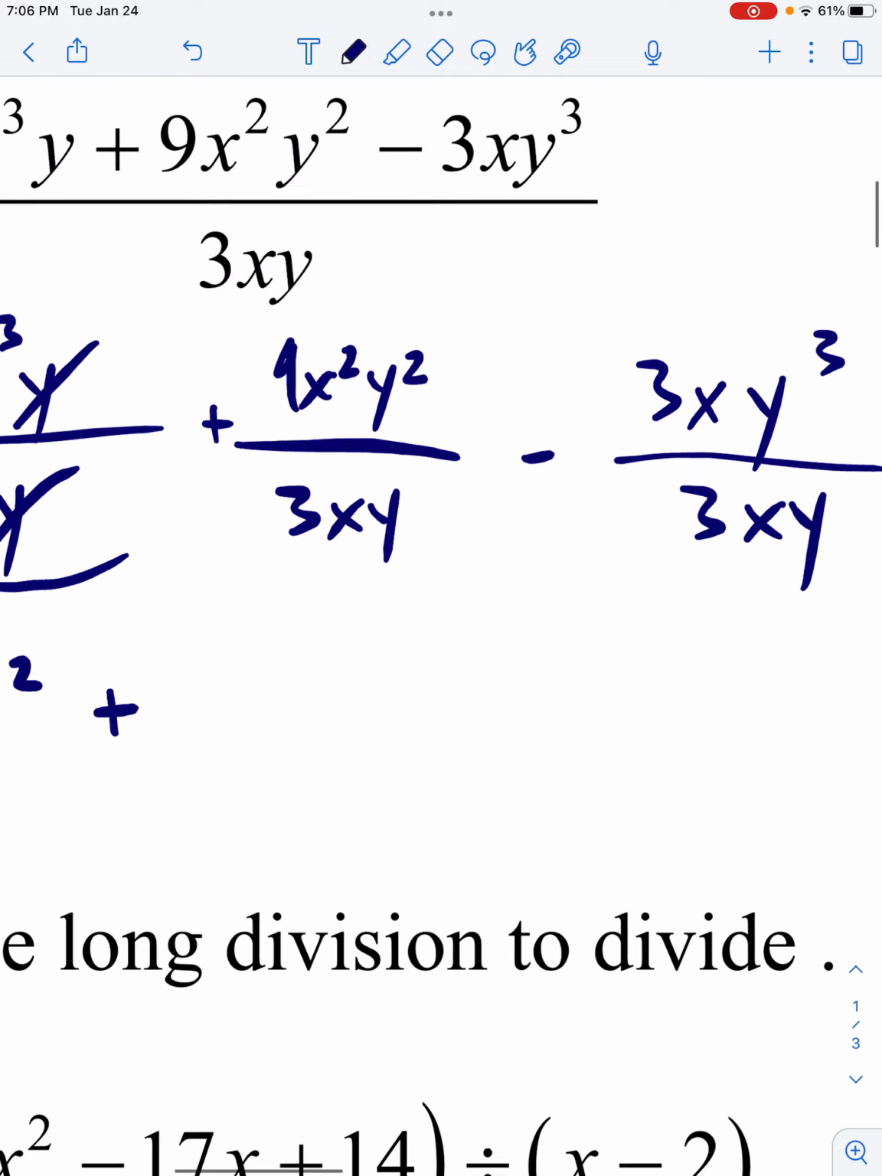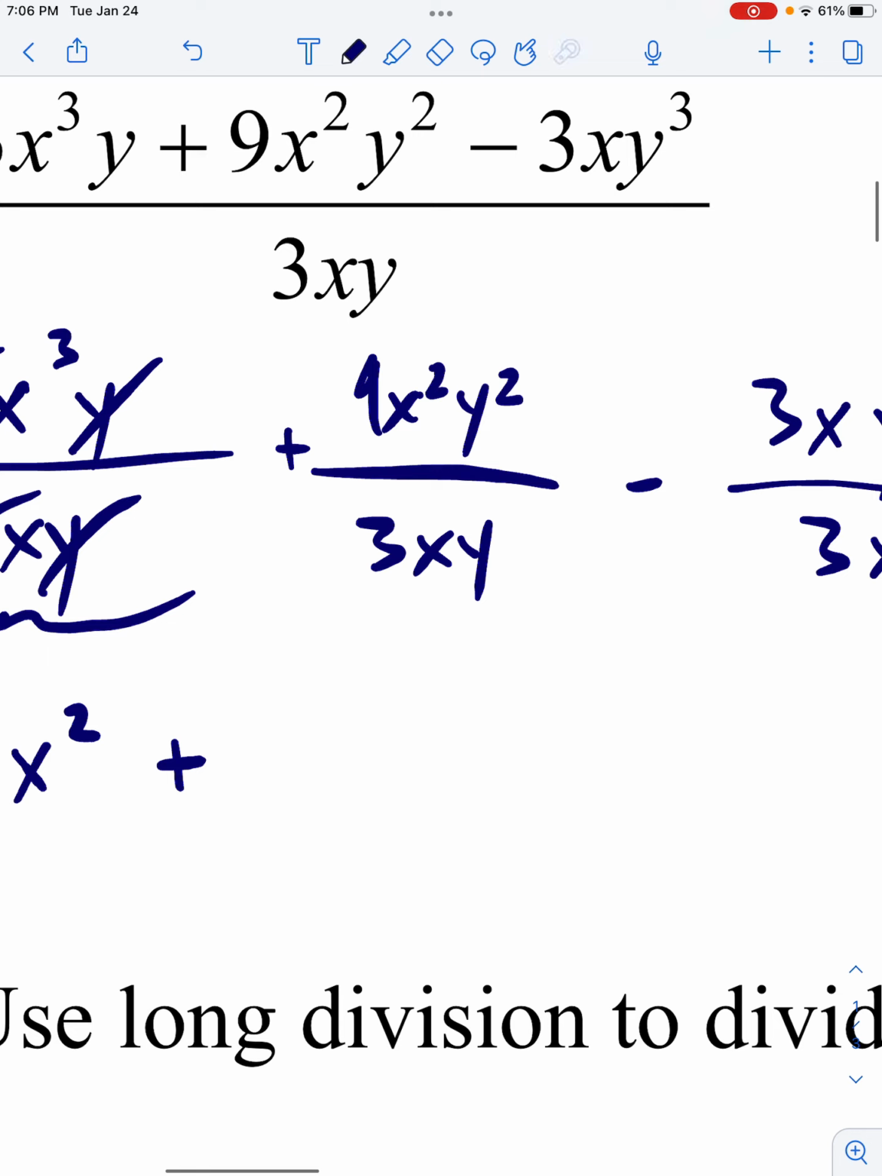Then we're going to have a plus over here, right? That 9 over 3 becomes a 3. 9 divided by 3 is 3. Remember, guys, x squared over x, right? That's the same thing as x to the 2 minus 1. That's just going to be x. Likewise, y squared over y is going to be y. So this term simplifies to 3xy.